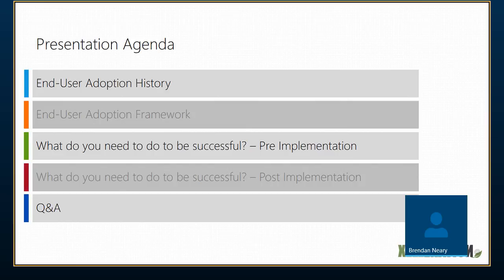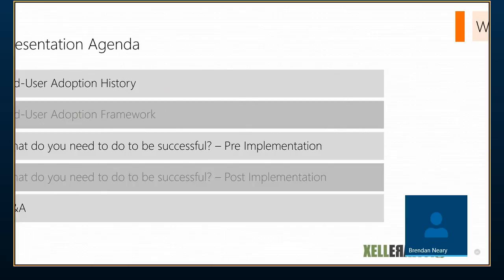Then we're going to get into an actual framework, an adoption framework that hopefully, like I mentioned earlier, is something that you can leverage not just for Office 365, but also for any other technology you might be looking to have your end user community adopt. And then we're going to get into what do you need to do to be successful pre-implementation, and what do you need to do to be successful post-implementation. And then we'll wrap up with some Q&A. So with all of that said, let's jump right into our first topic of the day.